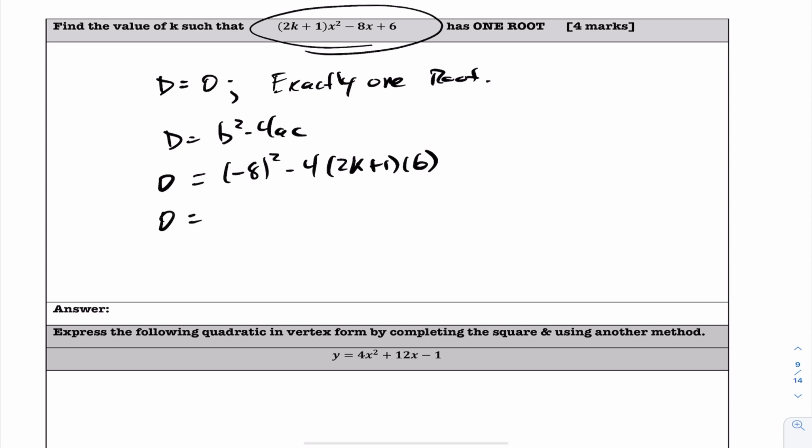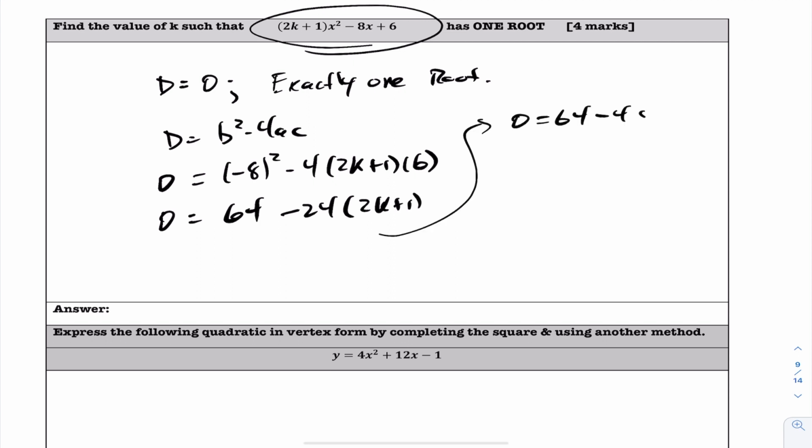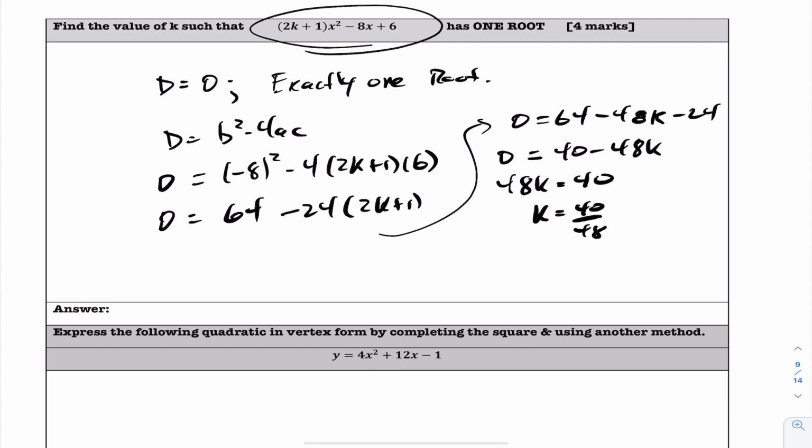So this becomes 0 equals 64 minus 24 times (2k plus 1). 0 equals 64 minus 48k minus 24. We get 0 equals 40 minus 48k. And solving for k here, I get k equals 40 over 48, which reduces to become 5 over 6.